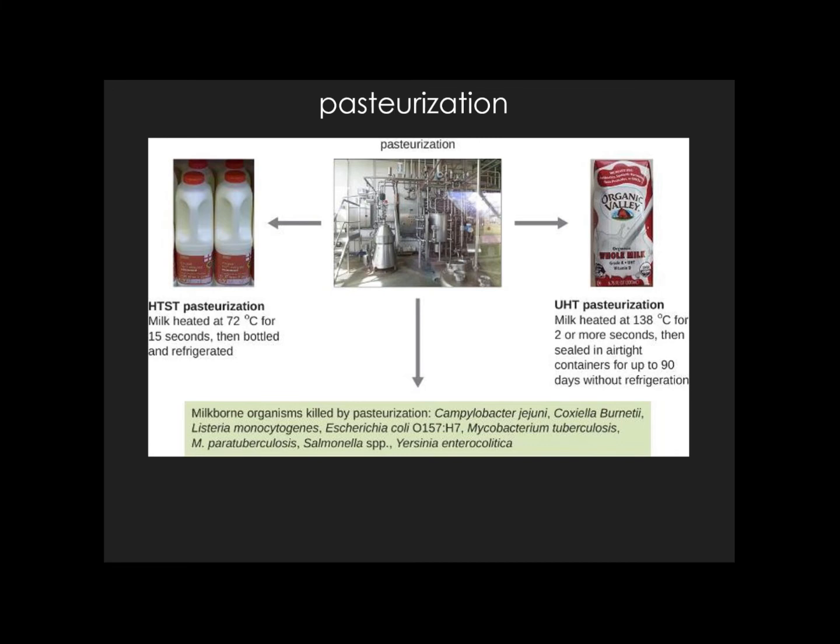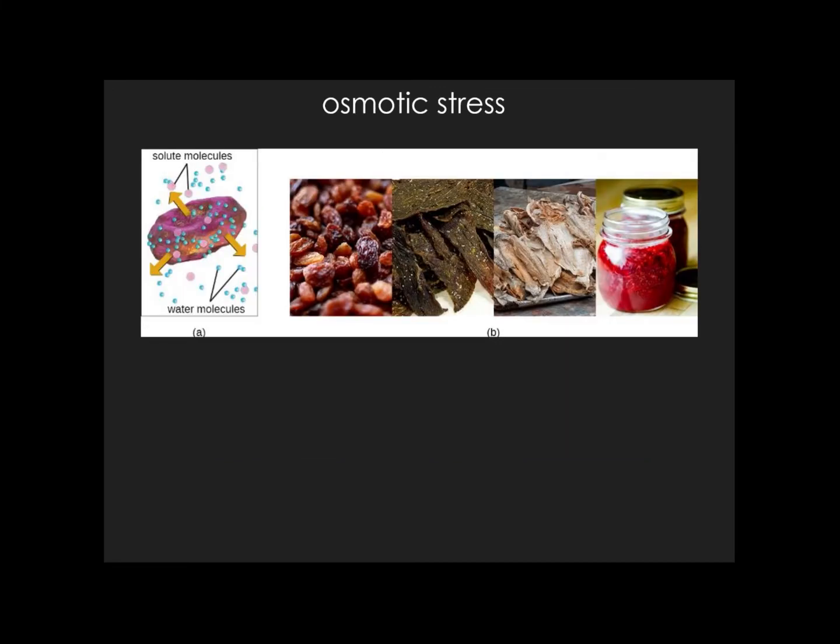The second method of physical control is salt or sugar. Any molecule that causes osmotic stress and causes water to leave the microorganism will desiccate or dry out the microorganism, remove all of the water from inside it, and the microorganism will be incapable of growing. And this is historically a very important method of control. And there's a couple of different foods shown here: raisins, of course, beef jerky, salted fish, and then in jellies and jams, it's the sugar that keeps microorganisms from growing.